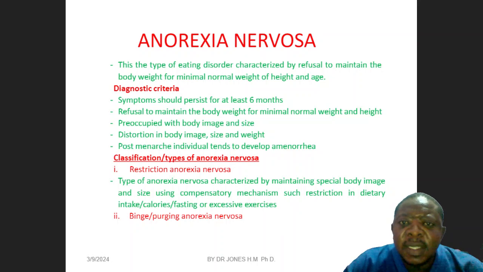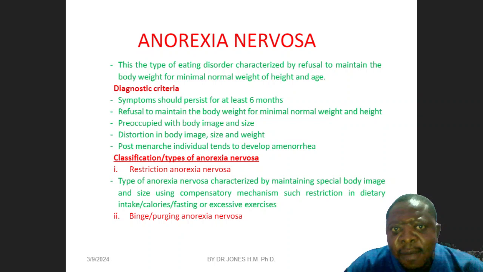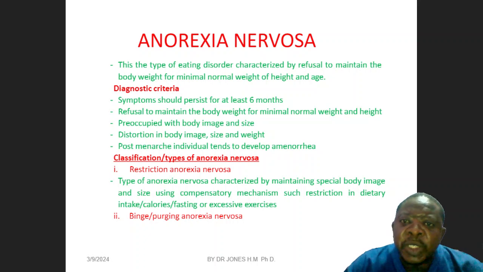How then do we diagnose anorexia nervosa? Some diagnostic criteria include symptoms that persist for at least 6 months. If one becomes preoccupied with refusal to maintain the minimal normal weight for height and age for about 6 months or so, then we can term them to have possibly anorexia nervosa.